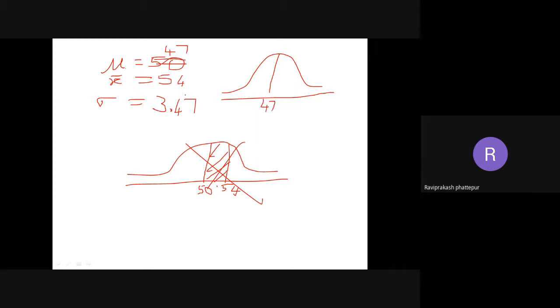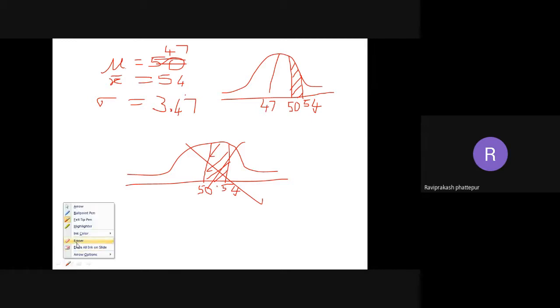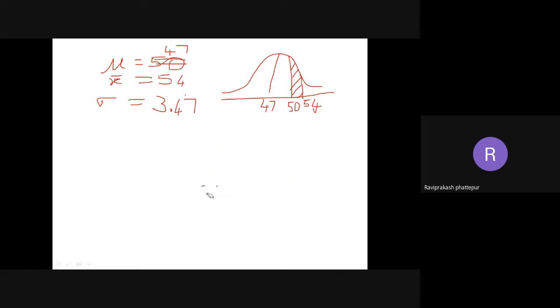Mu is 47, and the first x1 we'll take as 50, and the other one is 54. So 50 to 54, this value, not the other one which I have calculated here. This value we need to find out. How to do that? I'll remove this. I'll tell you how to calculate again. First we need to calculate 47 to 50, so take x bar as 50. Initially, first take x bar as 50. I'll remove this one as well.